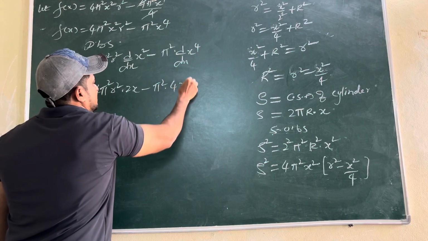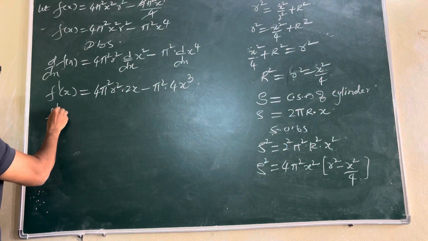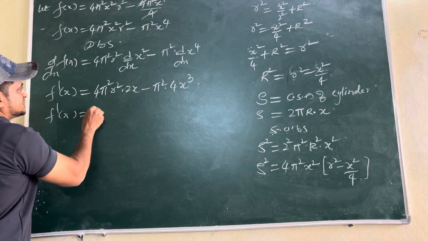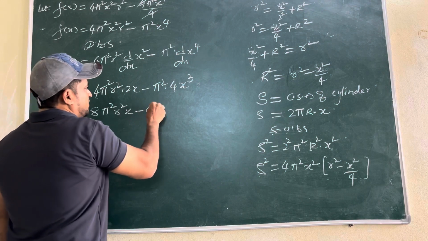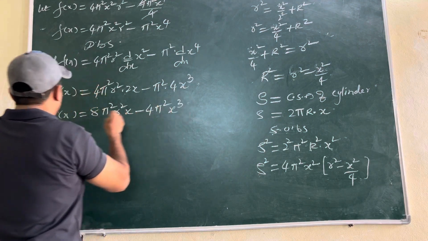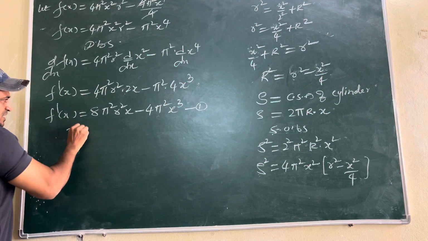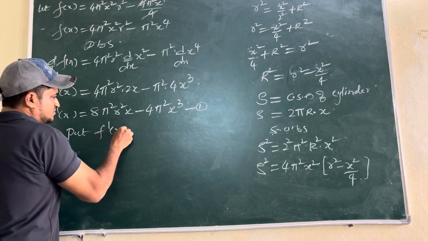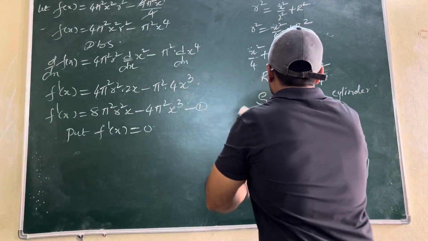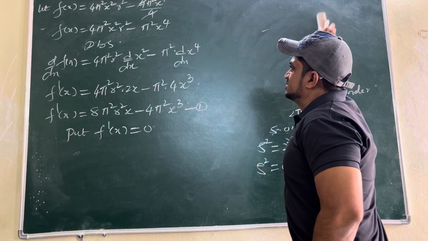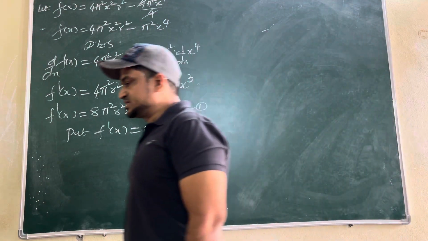This is 4 into x power 4 minus 1. So f dash of x value we got. This is 8 pi square r square x minus 4 pi square x cube. Once we got f dash of x, what will we do? Put f dash of x equals to 0. Getting f of x is important. Other things are maxima and minima only.